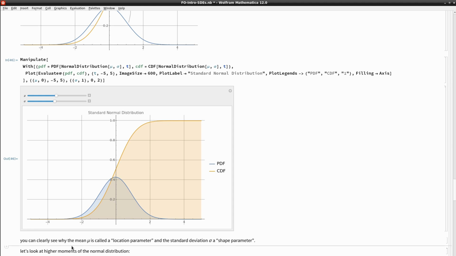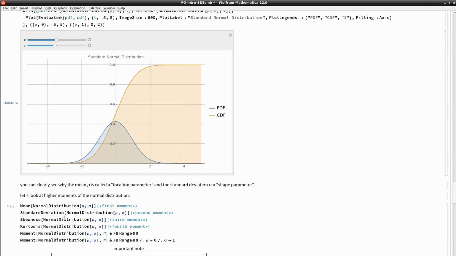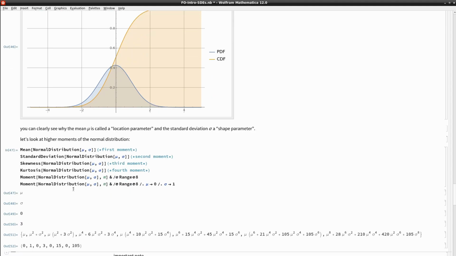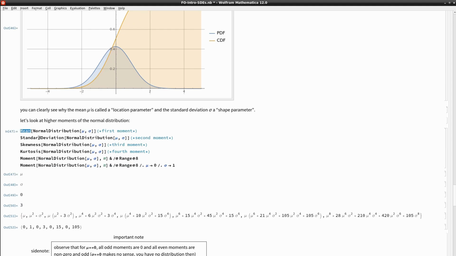And of course, the standard normal distribution also has higher moments, and I typically look at the first 4. The first moment is the mean, and the second is called the standard deviation, right? That's the shape parameter. The third one is called the skew, and the fourth moment is called the kurtosis. And let's look at the first 8. Here I'm creating a list of them. I think the higher ones are not so interesting. I think the ones that are interesting are really just the first 4. I don't think people normally go higher than the kurtosis.